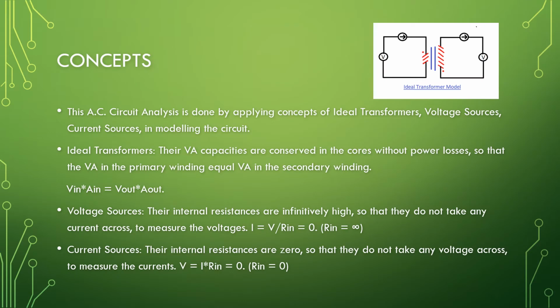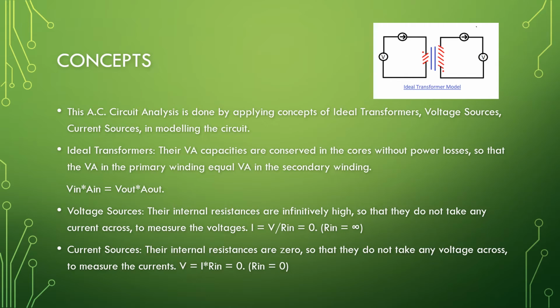Concepts: the AC circuit analysis is done by applying concepts of ideal transformers, voltage sources, and current sources in modeling the circuit. Ideal transformers have their VA capacities conserved in the cores without power loss, so that the VA in the primary winding equals the VA in the secondary winding. Vin times Ain equals Vout times Aout.